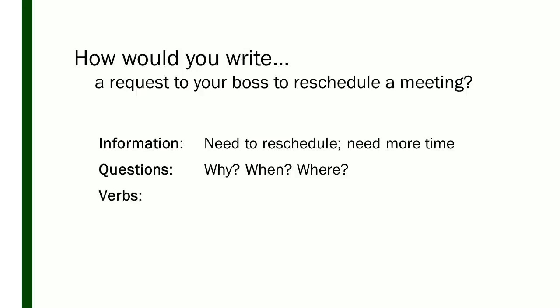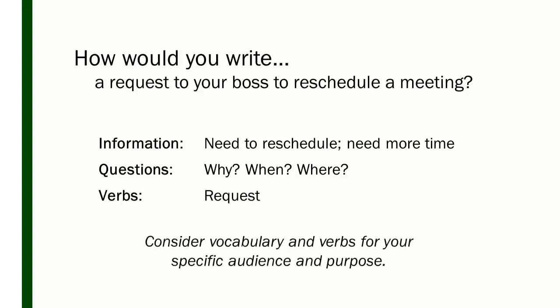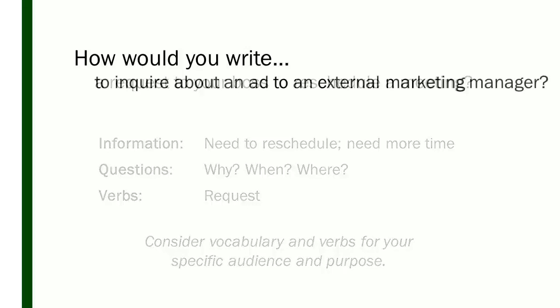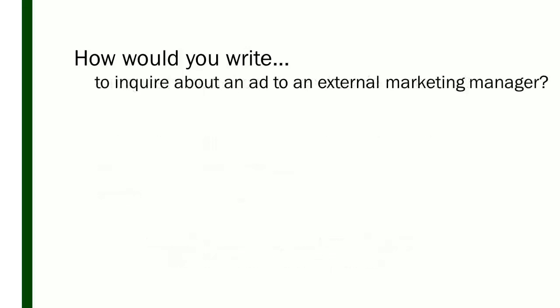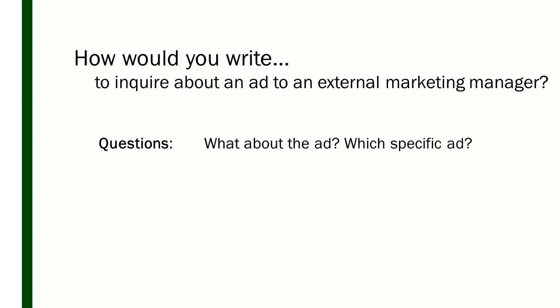And finally, what vocabulary and verbs can I use to get my point across? Well, you can use words similar to your purpose. If your purpose is to request, you can also use that as a verb and say, I would like to request a reschedule to the meeting. Words that are appropriate to your specific purpose. Next, think about how would you write to inquire about an ad to an external marketing manager. A lot of these things will be situational. For example, if you were to ask about the ad, what about it are you inquiring about? Which specific ad are we talking about?